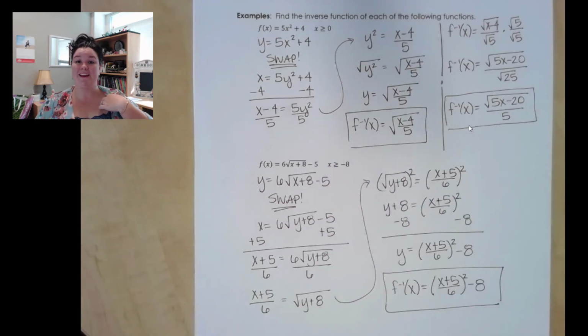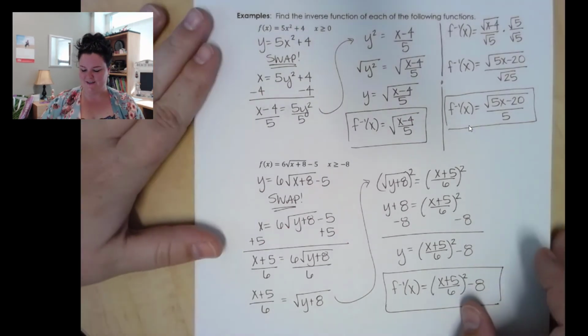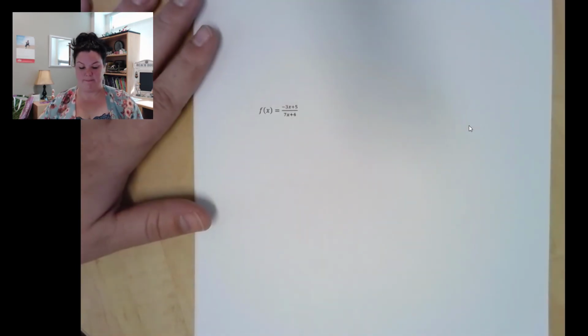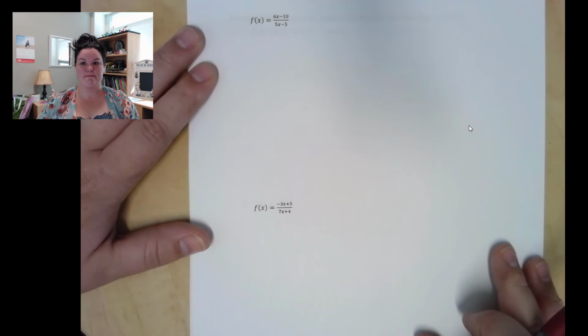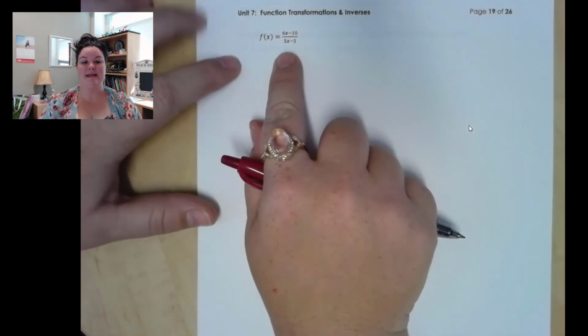But we are going to go ahead and find inverses of rational functions. So I'm going to introduce it here, and then we'll go over it some more in the next section as well. So let's look at these examples. So again, we're going to use the same process.